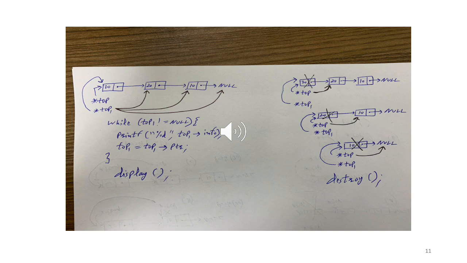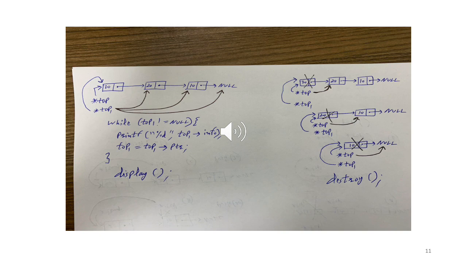While top one is not equal to null, because that's our halting condition. If top is equal to null, it means no more nodes, nothing left to destroy. So initially top is not null, right? In this case, it's pointing to the node with info 30. So then top one is equal to top. Top one also points to the node with info 30.